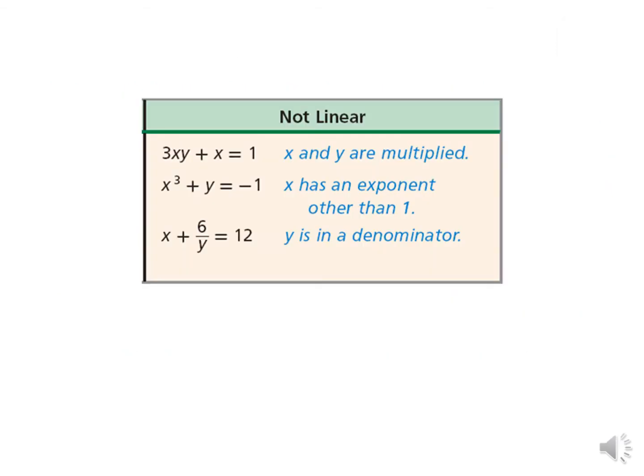Okay, so this is just showing you that these are not linear equations because x is multiplied by y. This one has an exponent other than 1, and this one, y is in the denominator. So all of these would keep them from being linear equations.